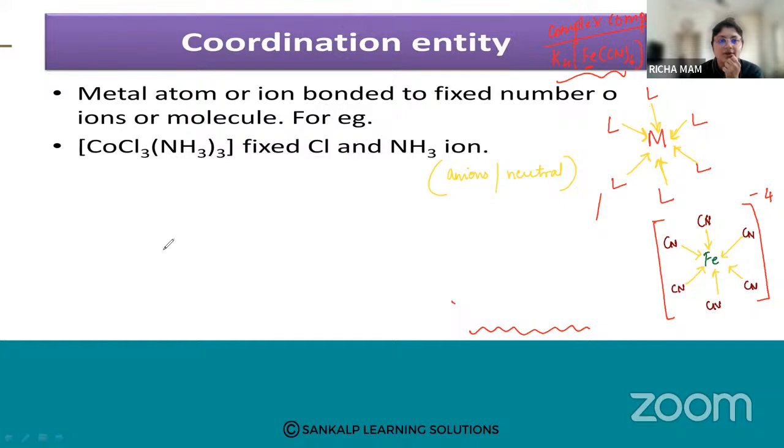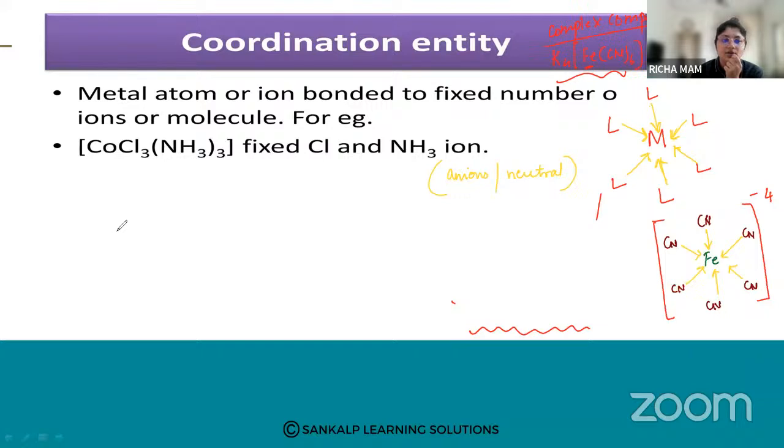So what is a coordination entity? It is an ion or a molecule consisting of a central metal atom or ion which is bonded to a fixed number of ligands.